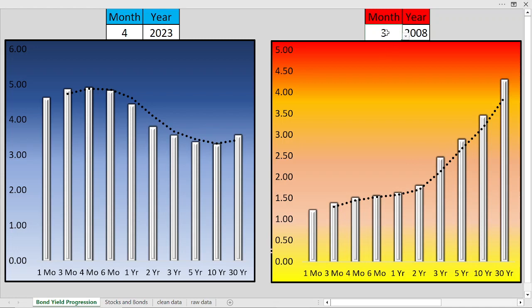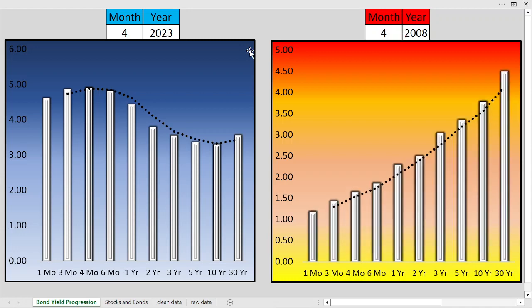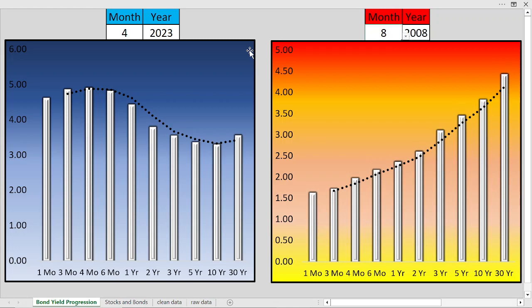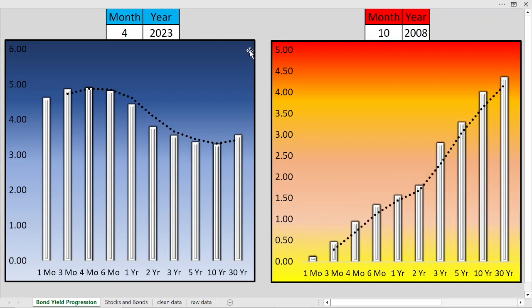Well, let's see what 2008 looked like in terms of the bond market. Here's April. We have even higher interest rates. May, the trend continues. June, July, August, September now. Still very much a flat yield, or I should say what we would consider to be a normal yield curve.